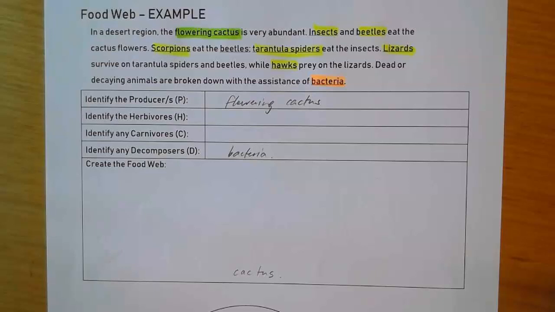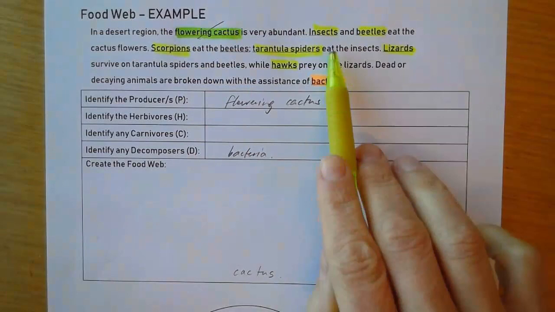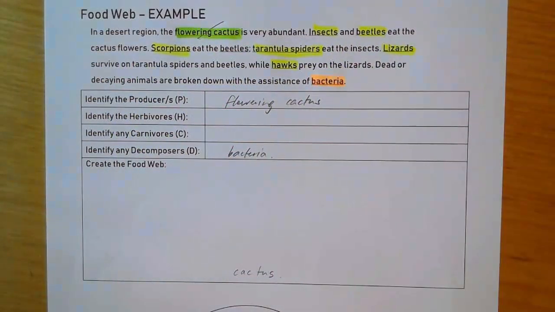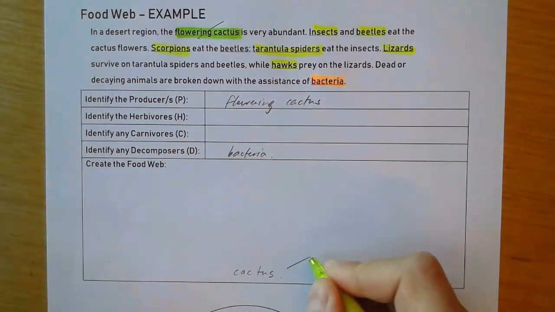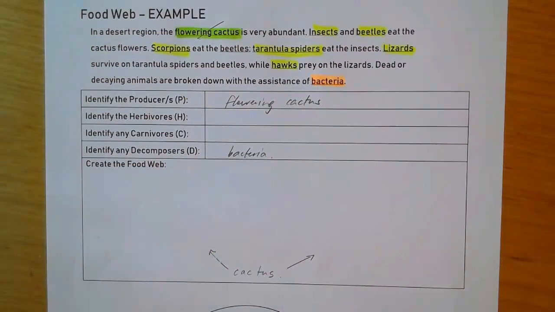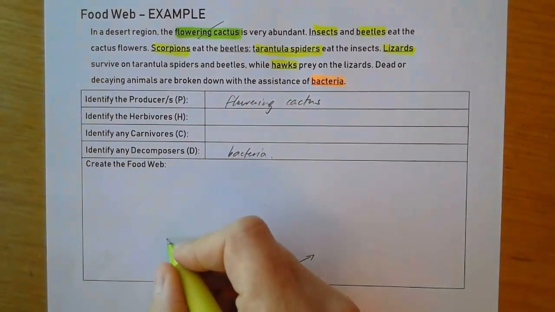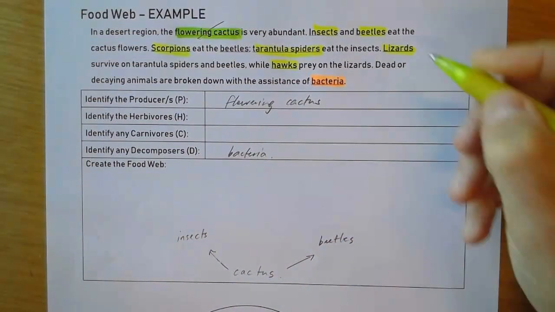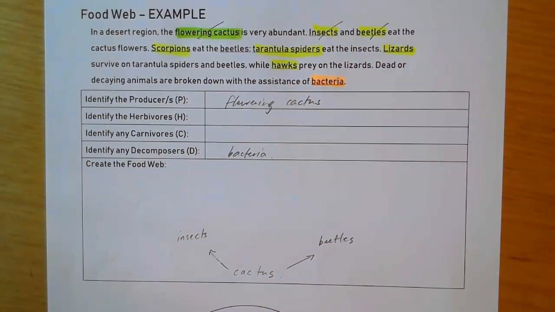Now it's time to draw in our consumers. First with insects and beetles, they eat the cactus flowers. But remember, other organisms consume them, so it's a good idea to spread the web. I'll put maybe insects on this side, but beetles on that side, and it would just give me some space to place the other consumers in the web.